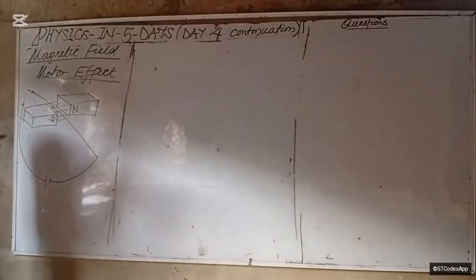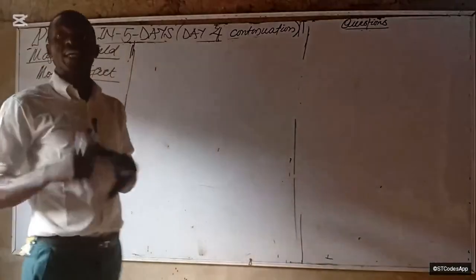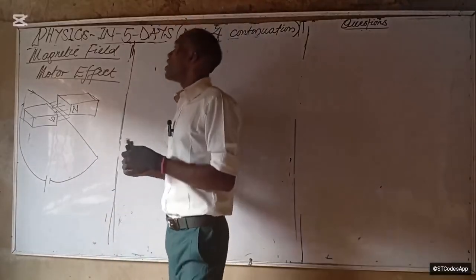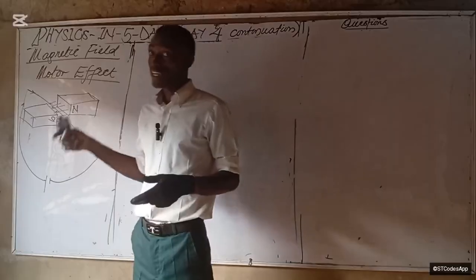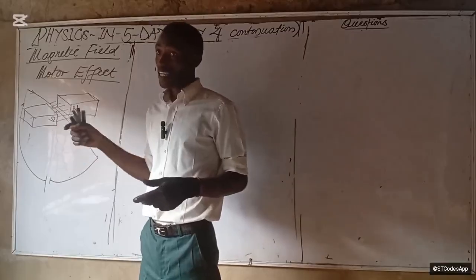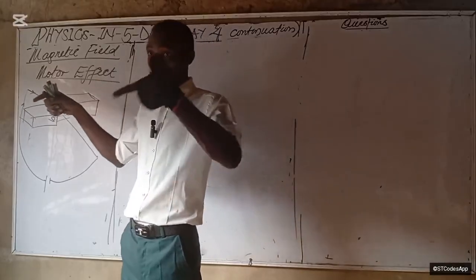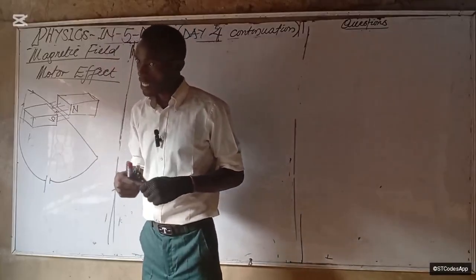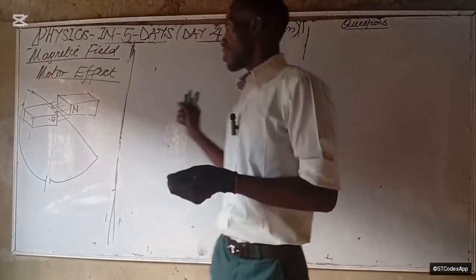Fleming's left hand rule. Don't forget, a motor uses Fleming's left hand rule, while an AC generator uses Fleming's right hand rule. A DC motor or AC motor uses Fleming's left hand rule. Only a generator uses the right hand rule. We use Fleming's left hand rule to determine the direction of force or motion. In the other case, Fleming's right hand rule determines the direction of current.